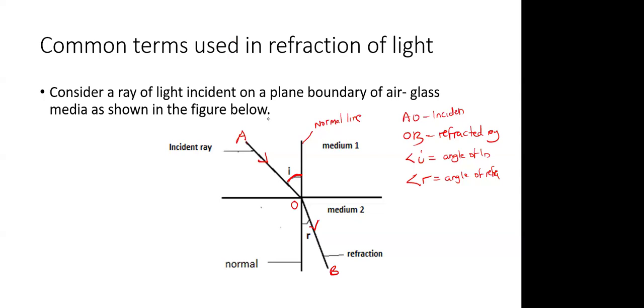So the angle between this incident ray and the normal line is what we call the angle of incidence. And then the angle between the normal and the refracted ray is what we call the angle of refraction. So you must be well conversant with those ones. But that one is just for your own understanding. In case they ask you, you need to know. And in case you're making some explanation somewhere, you need to know. So I've said that.